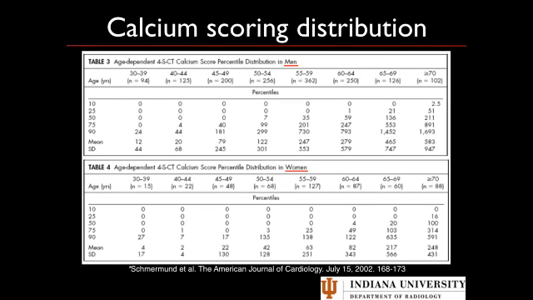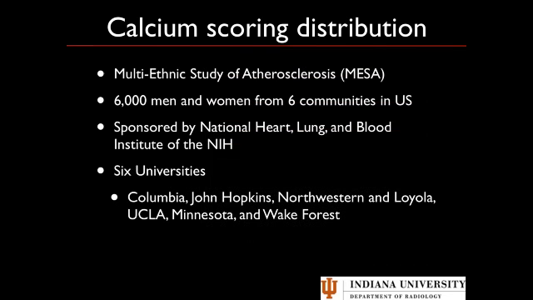One of the things I want to make sure is that when you do calcium scoring, you not only give just the raw score, but you actually do a population distribution. So depending on if the patient's male or female and what age they are, the calcium scoring will affect where they fit within the patient population. The scoring system that we generally use for scoring distribution is the Multi-Ethnic Study of Atherosclerosis, or the MESA study. It's an NIH study. It's about 6,000 men and women from 6 communities in the U.S. You can see the 6 universities that were involved here.